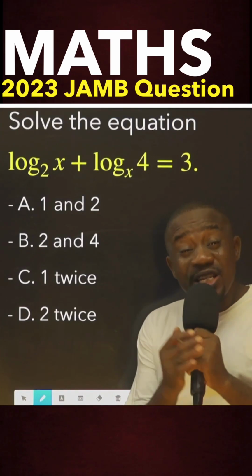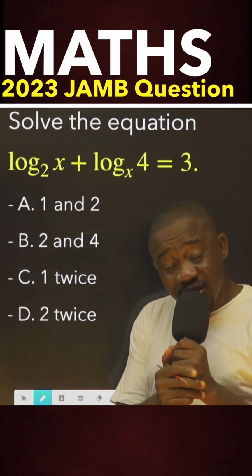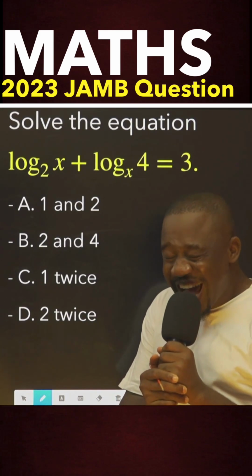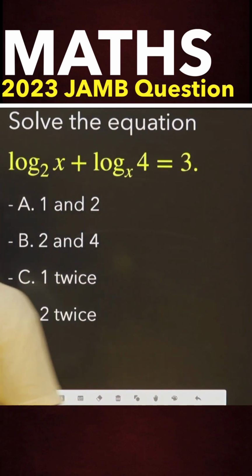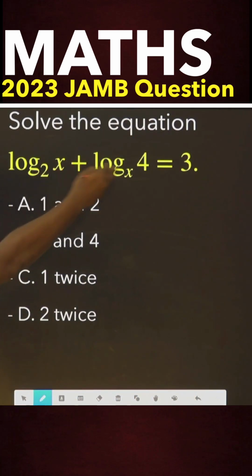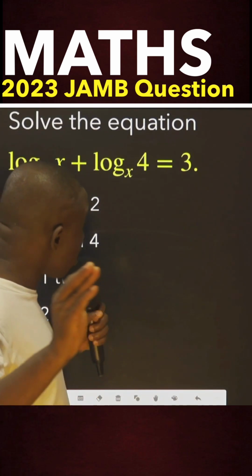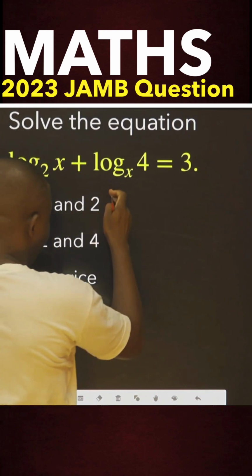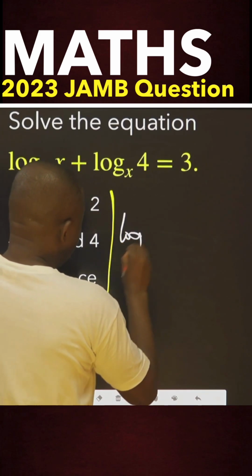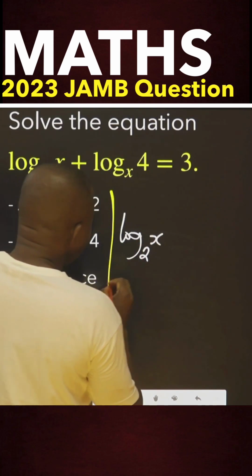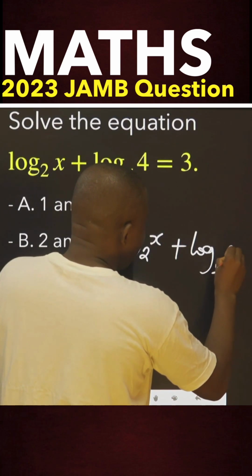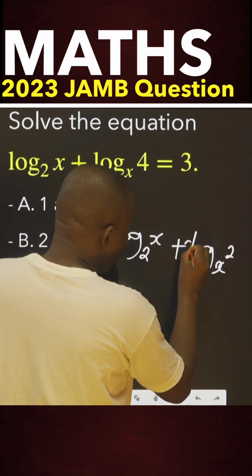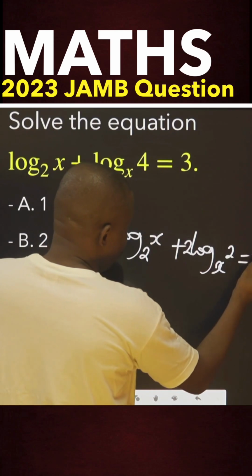Another logarithmic question, 2023 JAMB question. It means you can't run away from logarithm and indices. Let's see. As you can see in this place, we are asked to solve this equation. What you need to do now is, first of all, we bring them down: log to the base of 2 of x like this. This is also x, 2 raised to power 2. I can actually bring the 2 here instead of putting it here. Equals to 3.